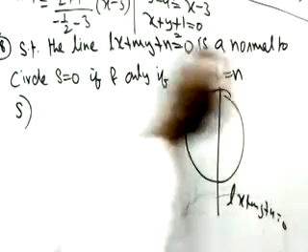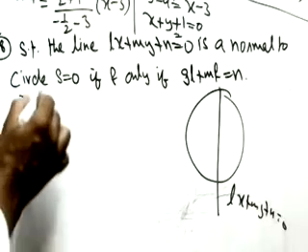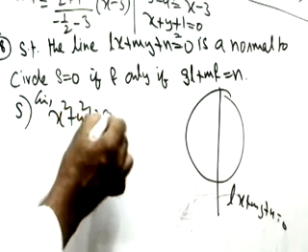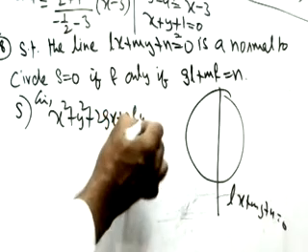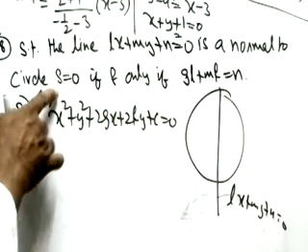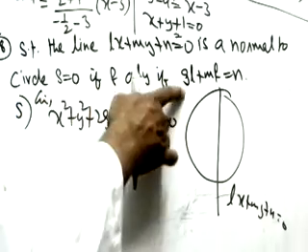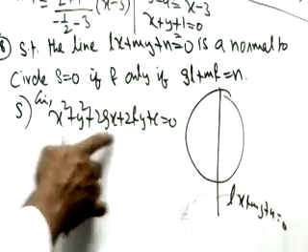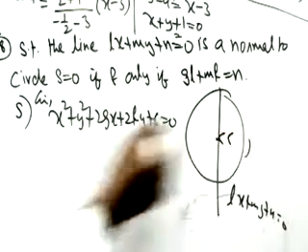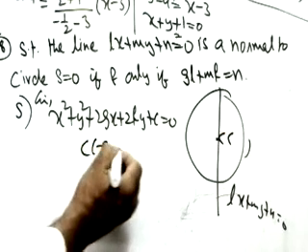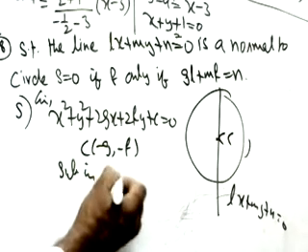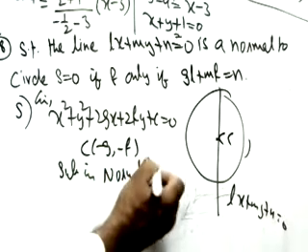The line is Lx + my + n = 0. The given circle is in general form, x square plus y square plus 2gx plus 2fy plus c, represented by S equals 0. If this line is a normal, we have to substitute the center, because a normal passes through the center. So what is the center we are having? Now let me substitute this in the normal.